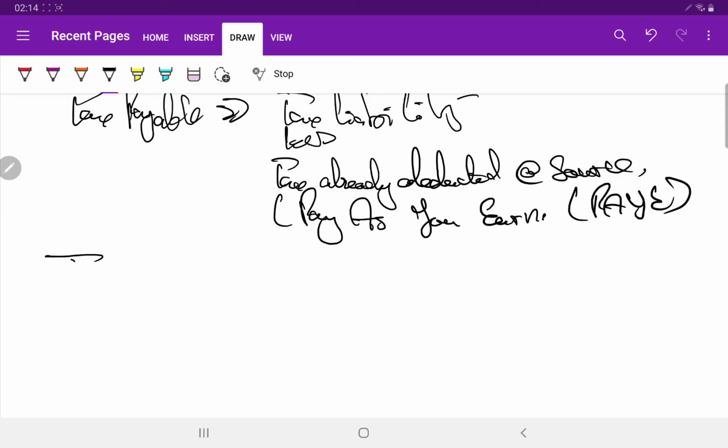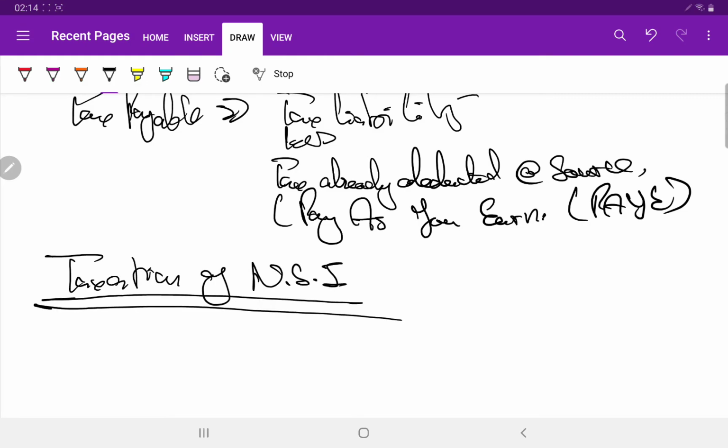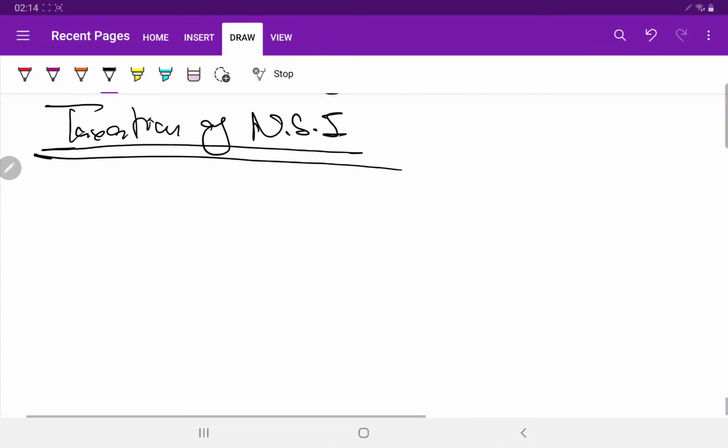Now, how to compute the taxation of non-saving income? Let us look at the taxation of non-saving income. I would recommend that you should avoid writing short forms in the examination.